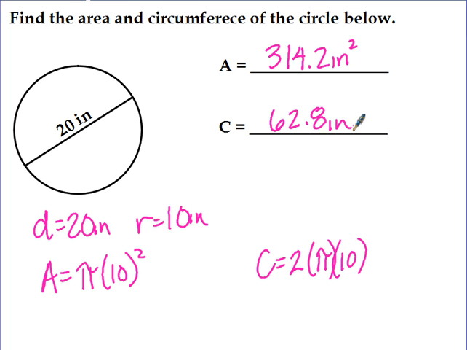Now, if you use 3.14 instead of calculator pi, this circumference is still 62.8, but this would be exactly 314. So that's if you used 3.14 instead of the calculator pi.